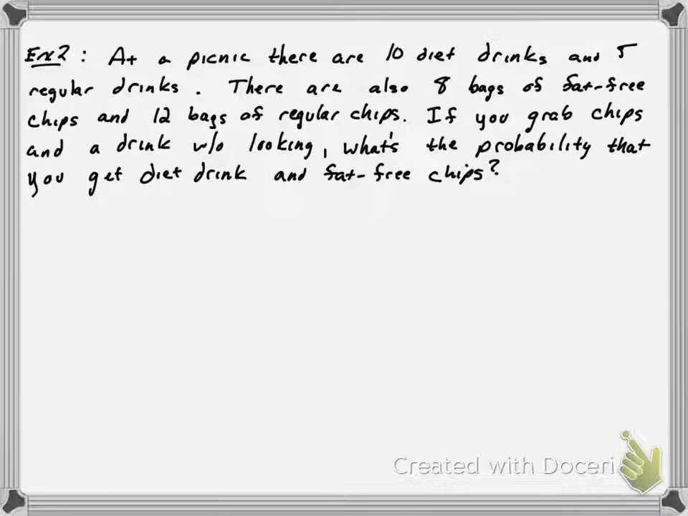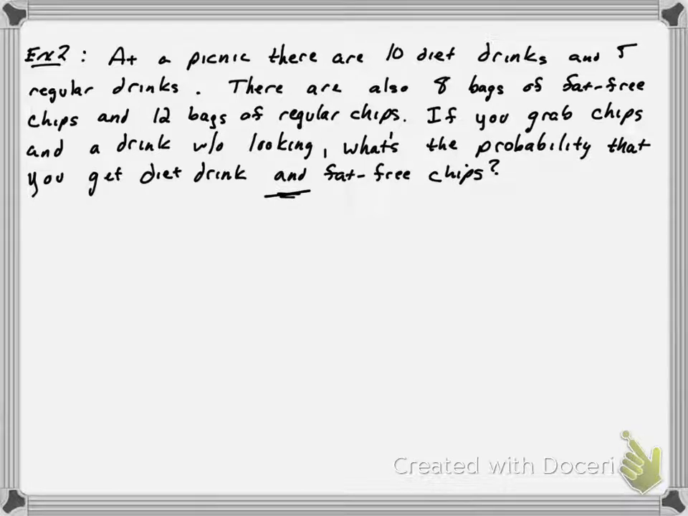Example 2, at a picnic, there are 10 diet drinks and 5 regular drinks. There are also 8 bags of fat-free chips and 12 bags of regular chips. If you grab chips and a drink without looking, what's the probability that you get diet drink and fat-free chips? So the key word here is and, so I'm going to multiply.